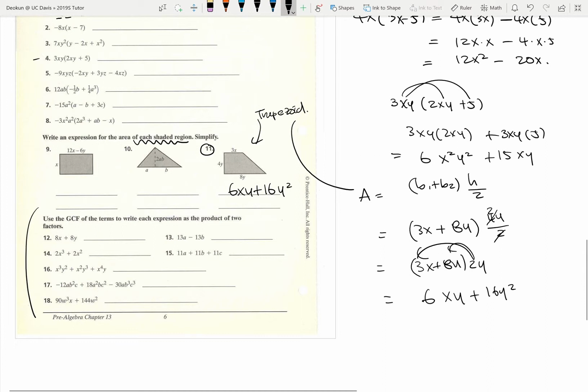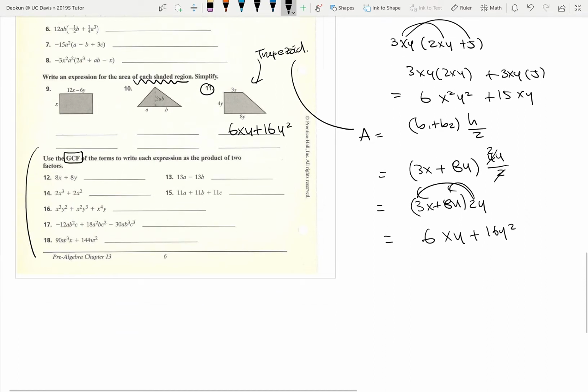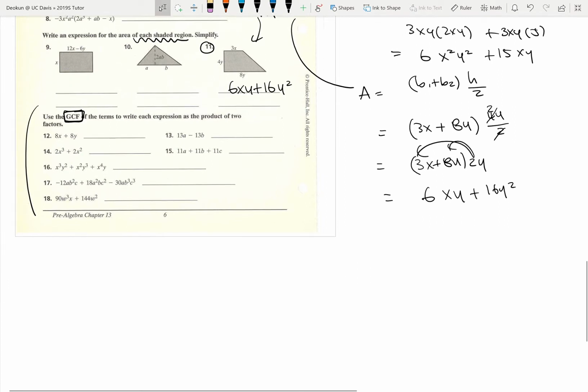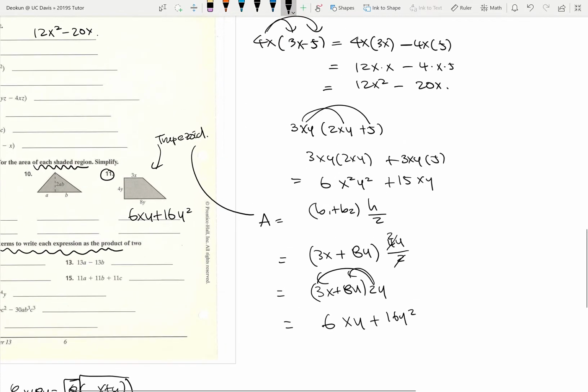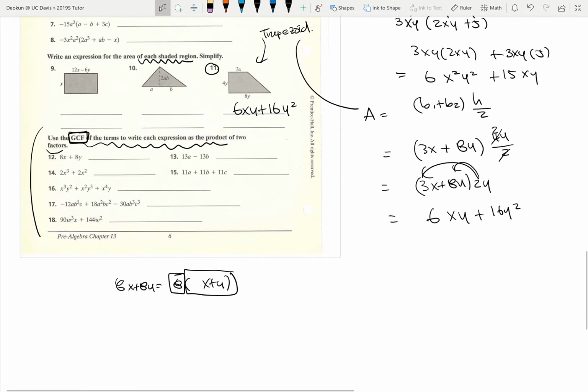This is the last part of the section. You're finding the greatest common factor, and you are writing it in terms of a product of two factors. So 8x plus 8y, you can make it as 8 times x plus y. As you say, it's a product of 8 and x plus y. So it's a product of two factors. So I write 8 parentheses x plus y, and let's do maybe number 17 together.